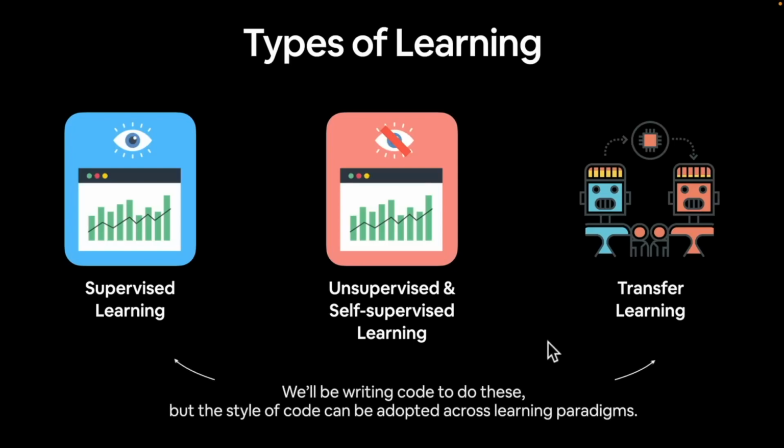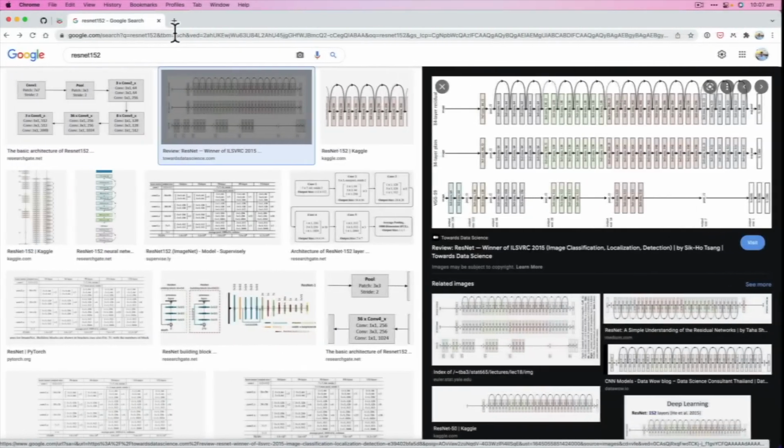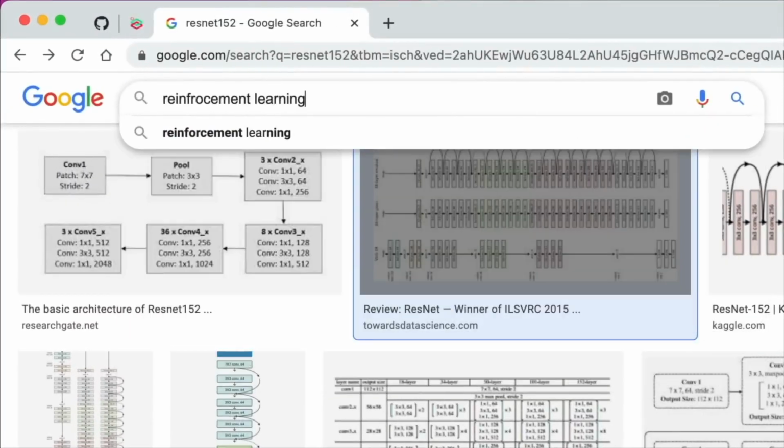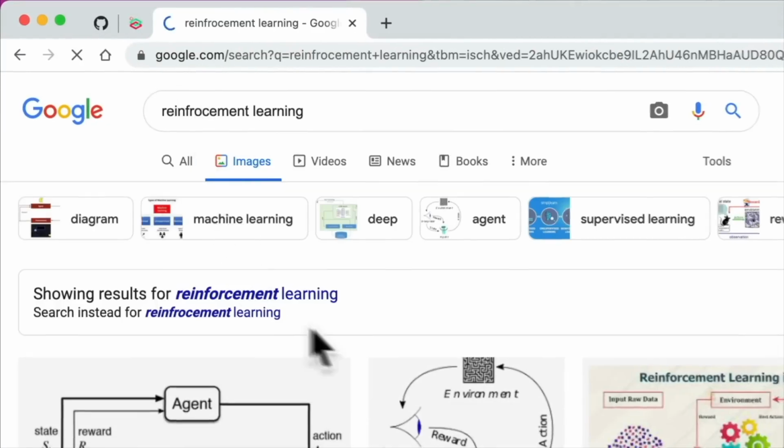But as for this course, we're going to be writing code to focus on these two, supervised learning and transfer learning, which are two of the most common paradigms or common types of learning in machine learning and deep learning. However, this style of code can be adapted across different learning paradigms. Now, I just want to let you know there is one that I haven't mentioned here, which is kind of in its own bucket, and that is reinforcement learning. So I'll leave this as an extension if you wanted to look it up.